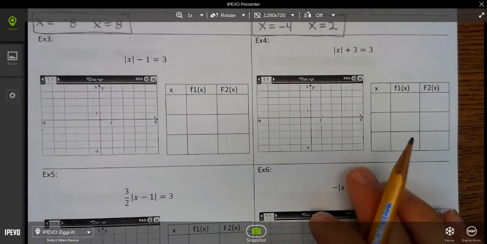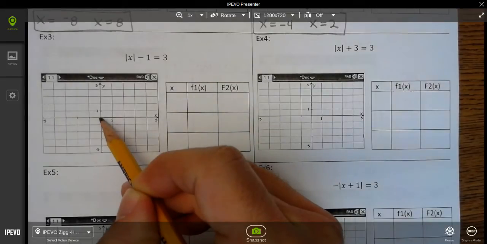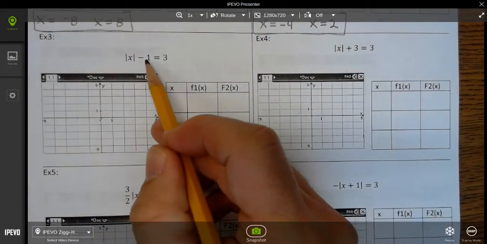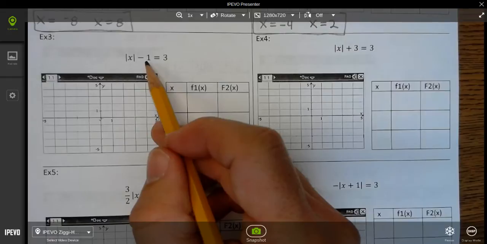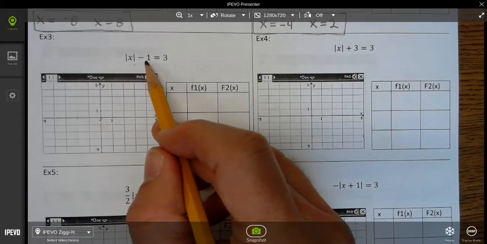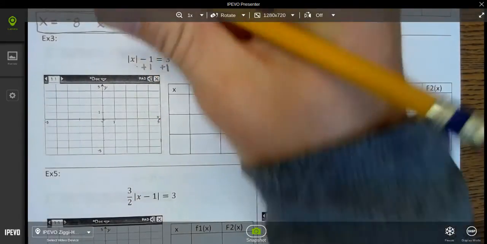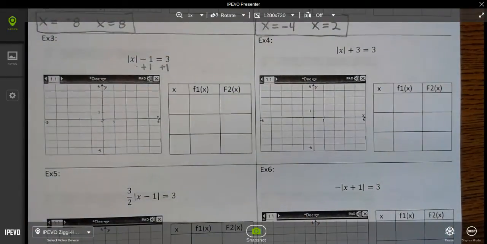All right, so example number 3. So again, we start at the vertex 0, 0, because that's where the parent function starts. And then we can see that, oh, wait. I noticed that the absolute value isn't isolated, so we need to go to step 1. We need to isolate the absolute value. So to do that, we're going to add 1 to both sides. Okay, remember, step 1 is always isolate the absolute value.